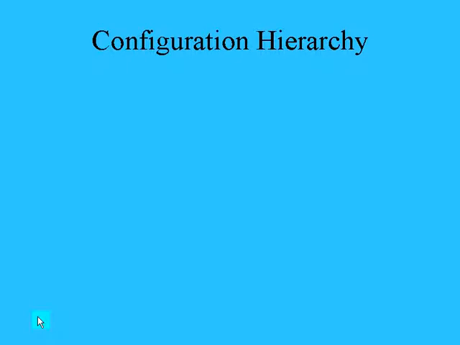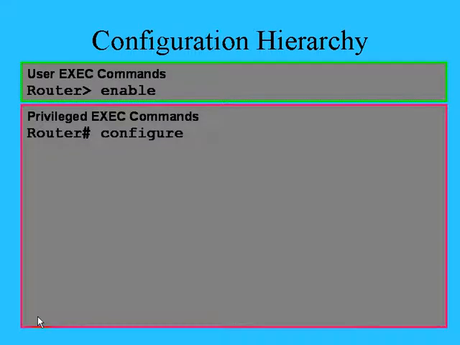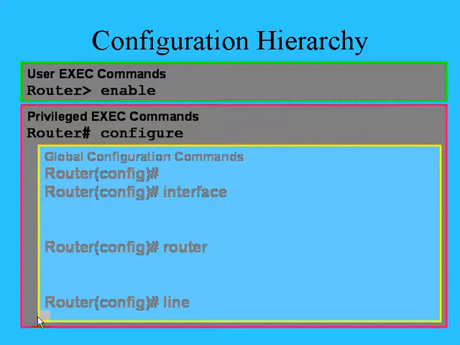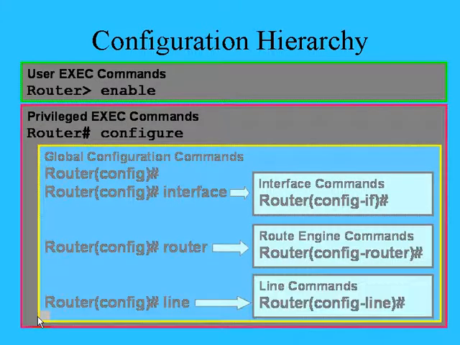In this presentation, we'll be looking at the different modes on a Cisco 2500 series router. Cisco modes are built on a hierarchy of privilege, and for security purposes, Cisco routers have two levels of access to commands: the user mode and the privileged mode. From the privileged mode you can access modes such as the global configuration mode and other specific modes that include the interface, the router, and the line.